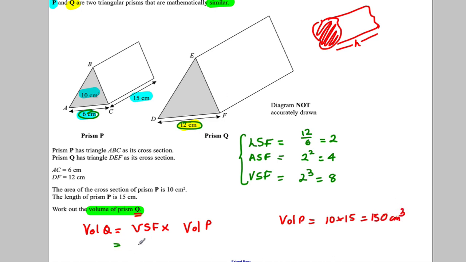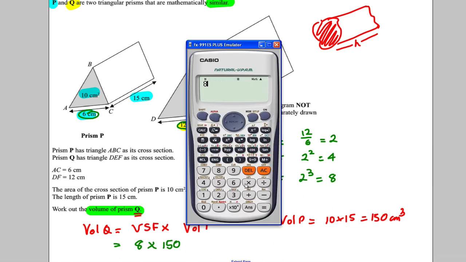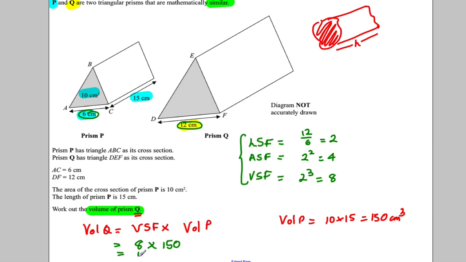So what's the volume of the big one? Well, it's the volume scale factor, which is 8 multiplied by 150, and 8 multiplied by 150 is equal to 1,200. Let's get the unit right. It's obviously centimeters cubed, and we're done. So this was a slightly harder question because you actually had to work out the volume of this prism. That was one of my earlier videos, so if you're unsure, go back and watch that. So thanks for watching. Hope you found that really useful.